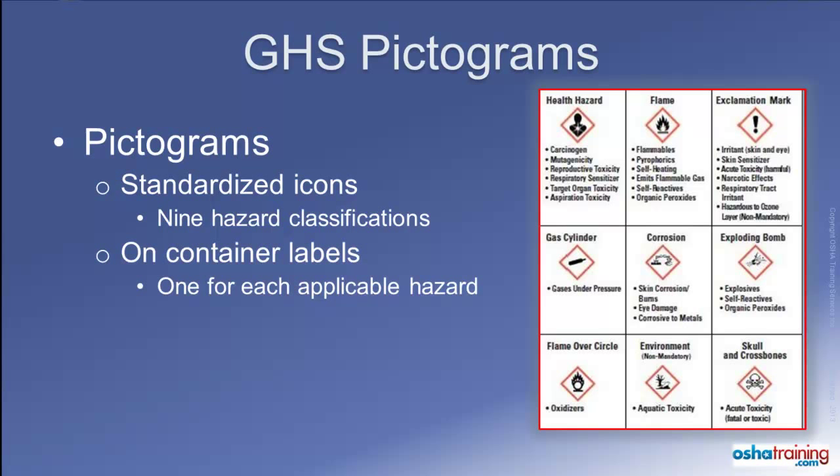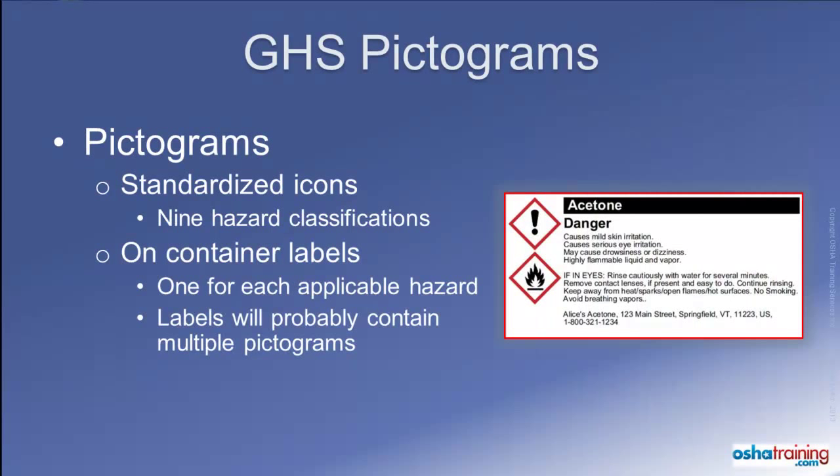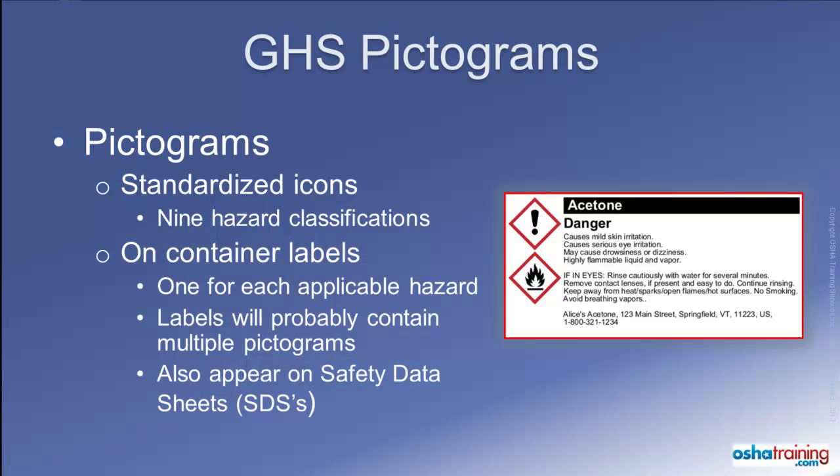product in that container. Some labels may have only one pictogram because there is only one class of hazard associated with that product. However, most labels will probably display multiple pictograms. By the way, pictograms appearing on a product label can also be found on the safety data sheet for that product, where you can get even more detailed information about hazards and recommended precautions.